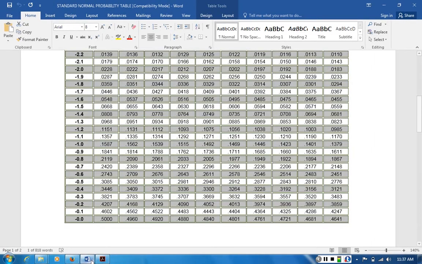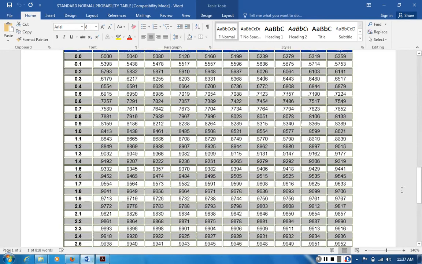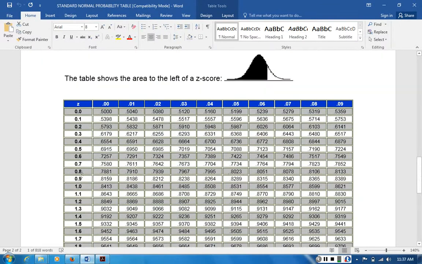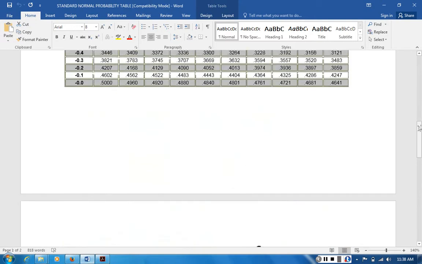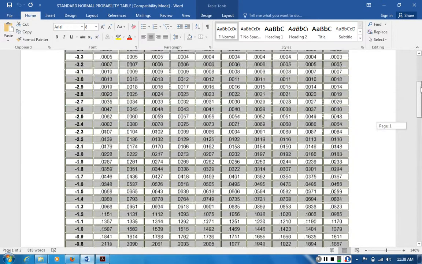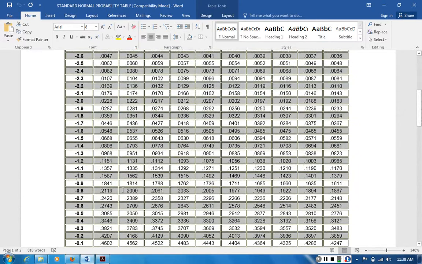So for the positive 1.23, so there's our 1.2 row. The 3 column gets us the 0.8907. And now going to the table with that negative 0.89. So notice the 9 is the last column there. So here's our negative 0.8. And we get 0.1867.